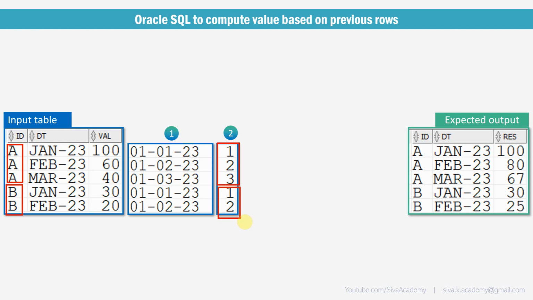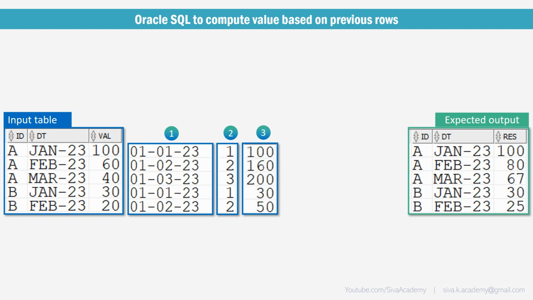Third step is we need to find the cumulative sum of value within each set. I have already covered the cumulative sum in some other videos. I'll give the link in the description for your reference. So we need to just find the cumulative sum within each set. For example, for set A, the first row is 100. Second row value is nothing but 100 plus 60. Similarly, third row value is nothing but 100 plus 60 plus 40. So this is how we compute the cumulative sum. Same thing goes for set B also.